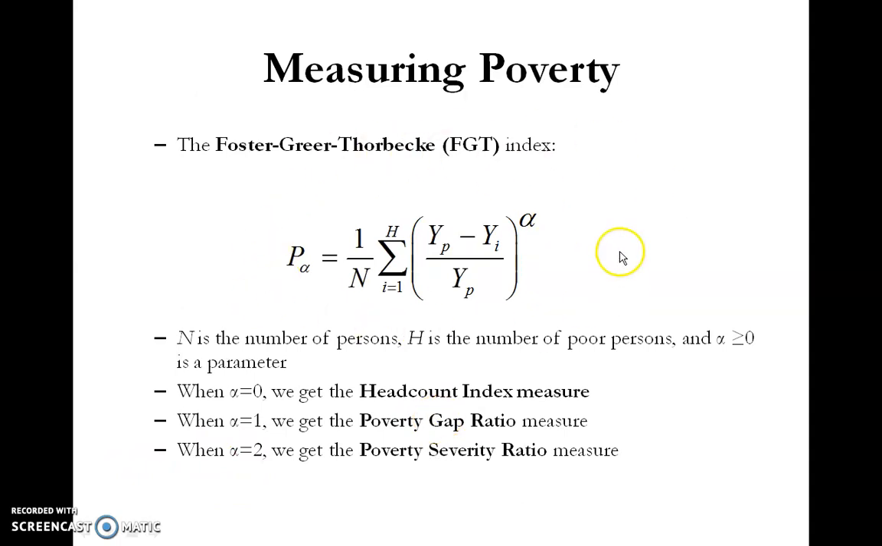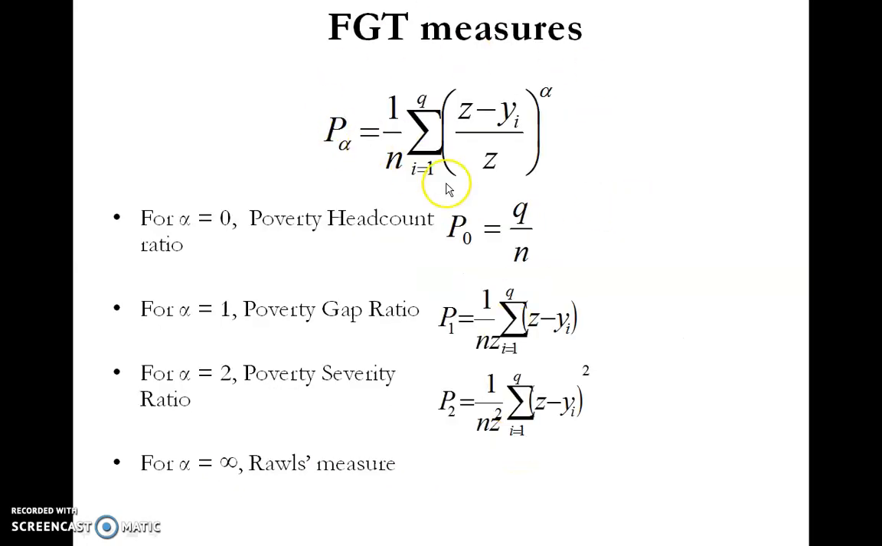So if I look at this formula once more, when alpha is equal to 0, we get what we call a headcount index measure. When alpha is equal to 1, we are measuring the poverty gap ratio, and when alpha equals 2, we are measuring the poverty severity ratio. So what does the formula look like when we adjust for different alphas? When alpha equals 0, your poverty headcount ratio gets reduced to this form, where P equals Q over N. P equals the total sum of all poor households over the total amount of households.